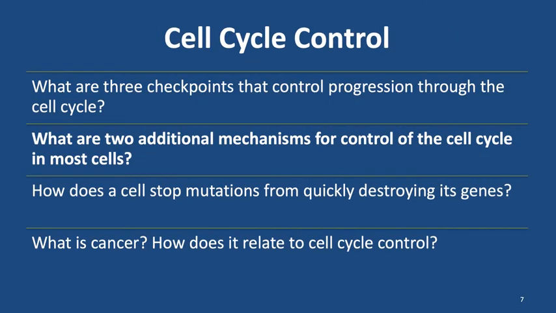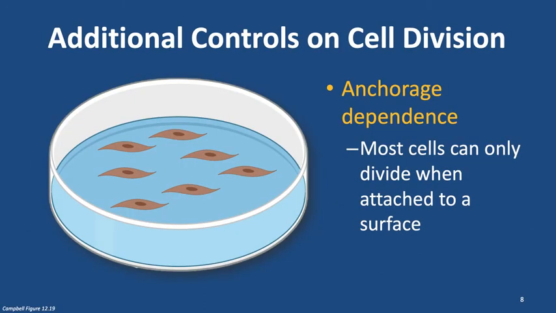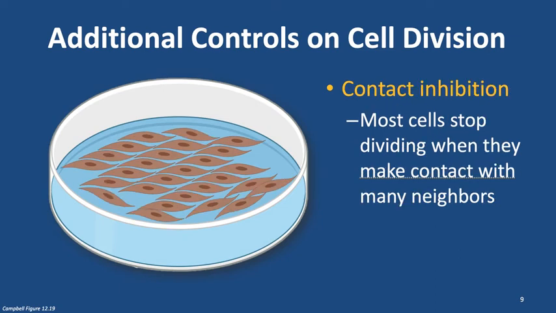Okay, so now that you've seen the checkpoints, let's talk about a couple of other mechanisms that are used to control the cell cycle in most cells. So one of these things is called anchorage dependence. And what this basically means is just that most cells can only divide when they're actually attached to a surface. Sometimes this surface is other cells, sometimes it's other materials, like here it's attached to the surface of a petri dish. But this anchorage dependence means that a normal cell will not divide unless it is attached to something.